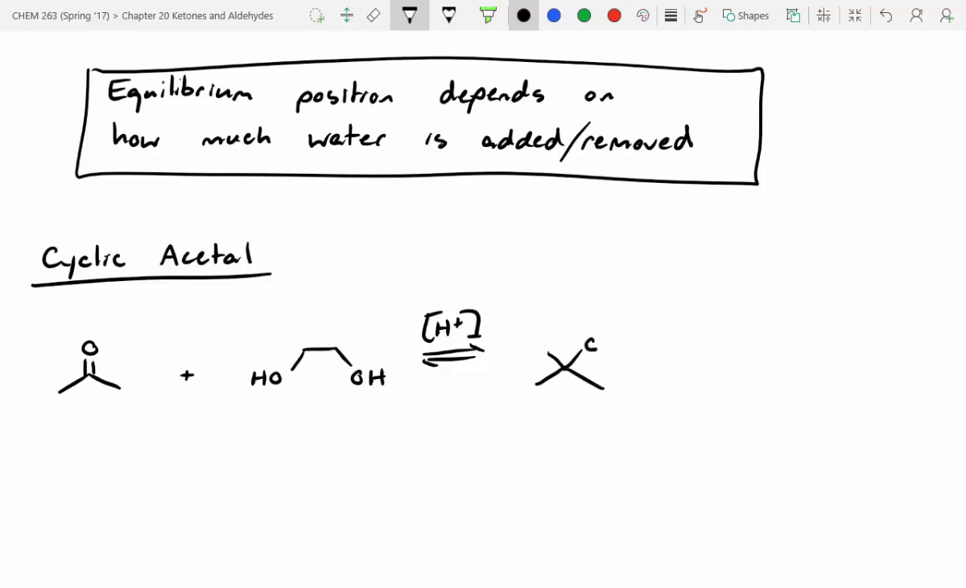If we look at this, basically this group was added on, right? Okay. And then our byproduct, just like we saw before, is going to be water. This is our cyclic acetal.